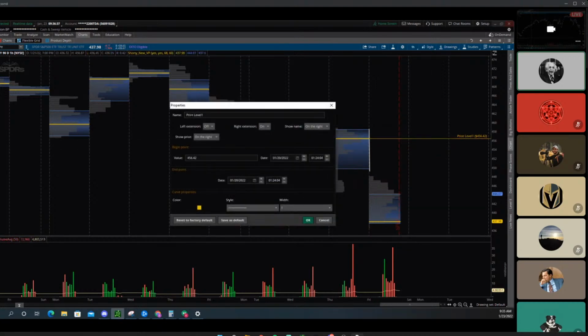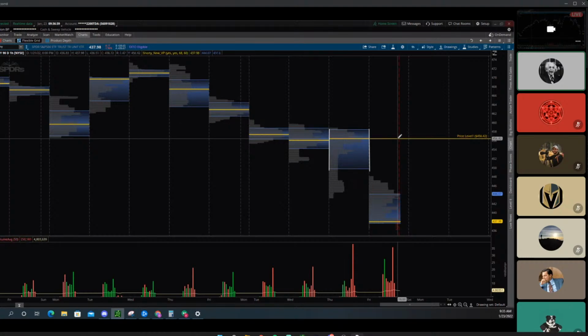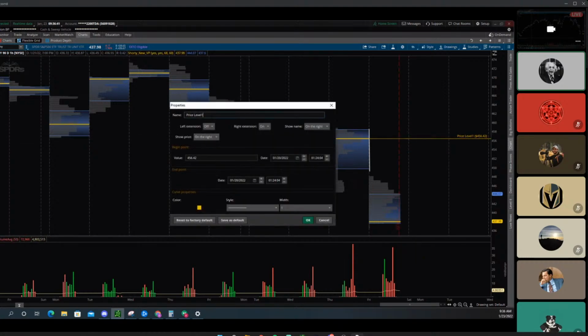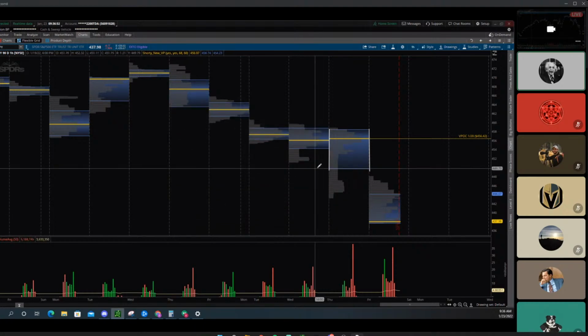So what I simply do on my chart, if you're new to Thinkorswim, is I right click on this, I change the name here, and I will put the VPOC and usually the date, whatever that date was. I don't know, what is it, 120? That's one shitty thing about Thinkorswim. It just gives you the days below.